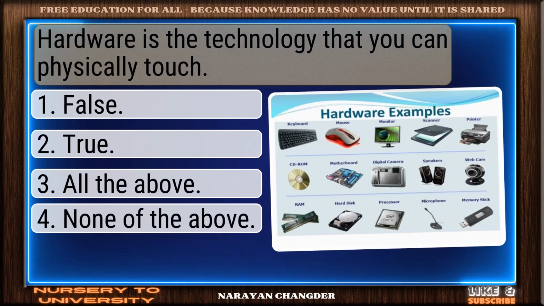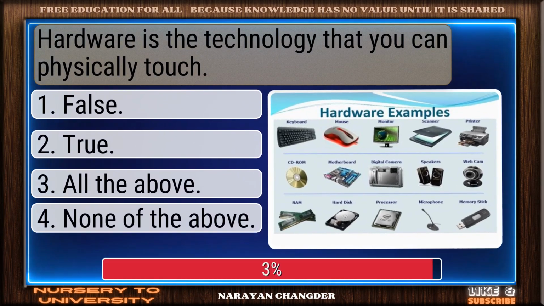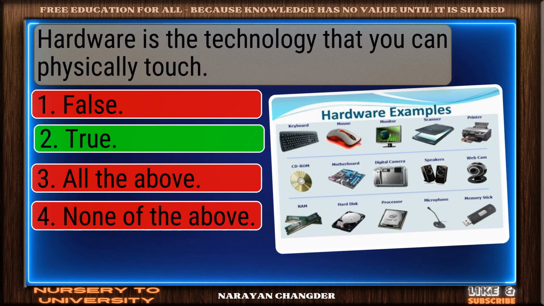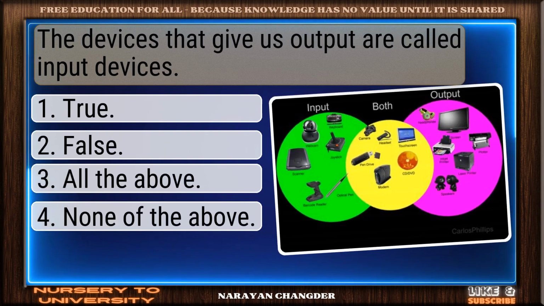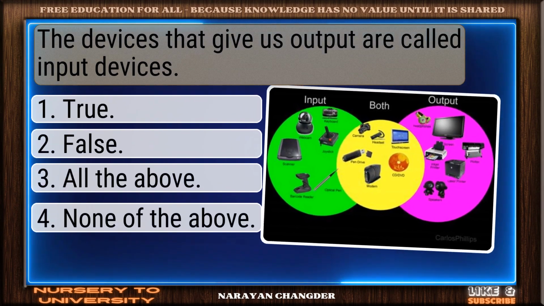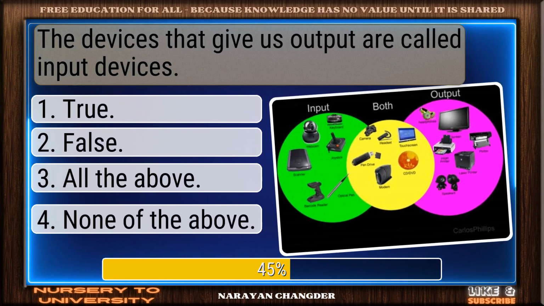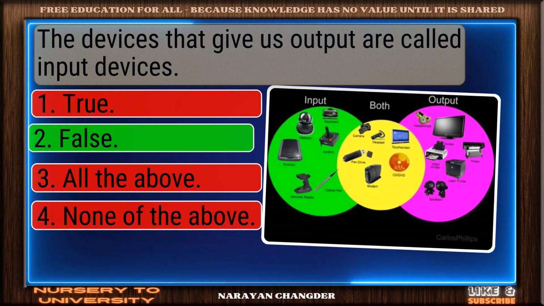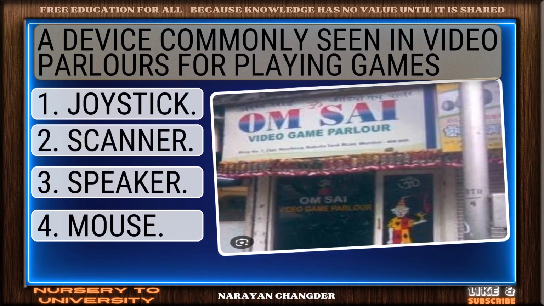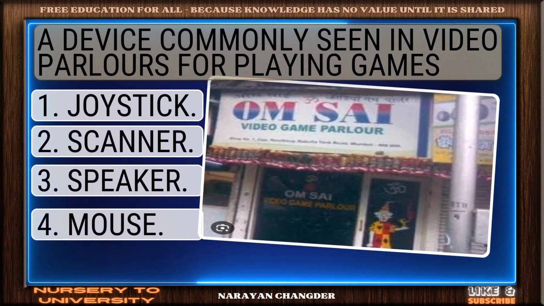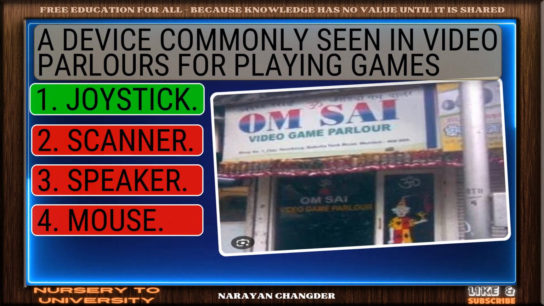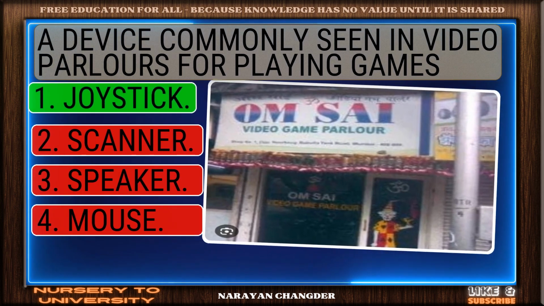Hardware is the technology that you can physically touch. On track. True is the correct answer. The devices that give us output are called input devices. Good thinking. False is the right answer. A device commonly seen in video parlors for playing games. Correct. Joystick is the right answer.